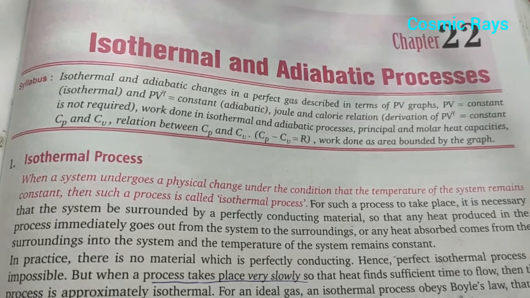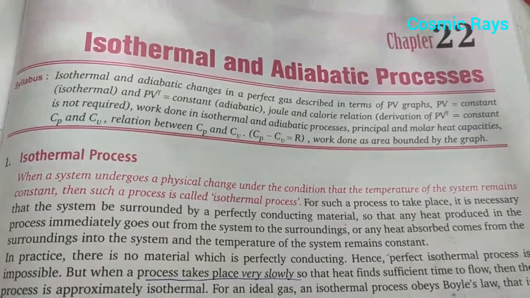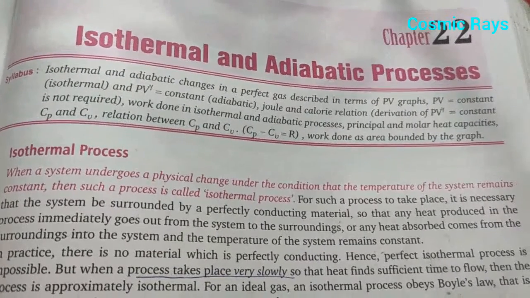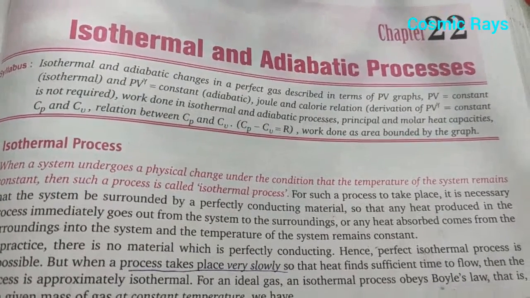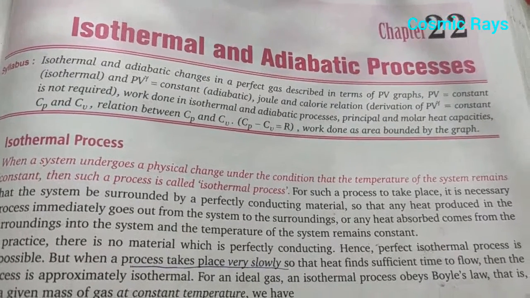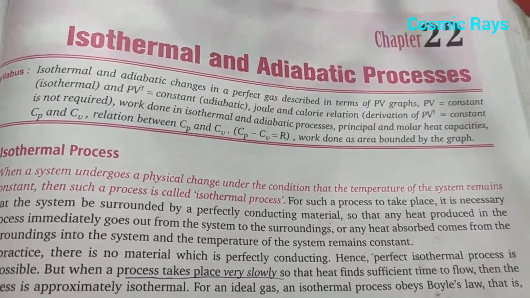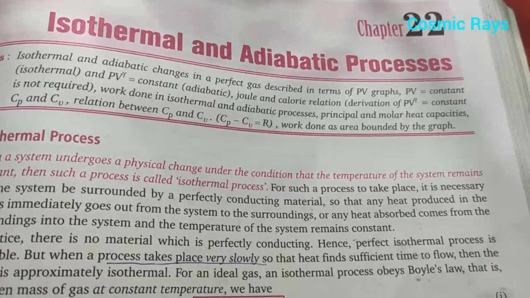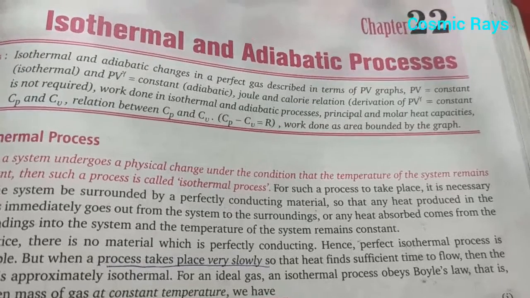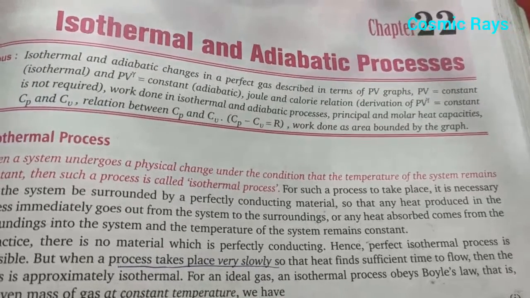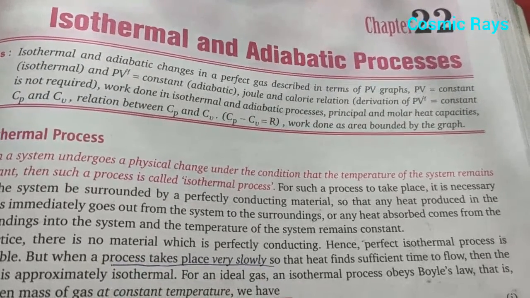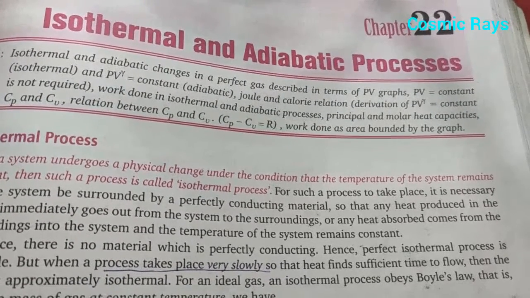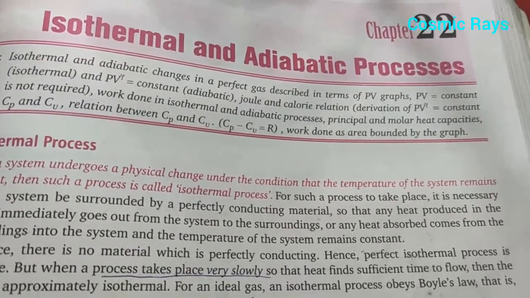Hello everyone. In this AV, we would be taking up the chapter Isothermal and Adiabatic Processes. We would study these two processes in detail, look at the isothermal curve and the adiabatic curve. We will also calculate the work done in these processes, and finally we will derive a relation between Cp and Cv, which is the famous relation known as Mayer's relation.